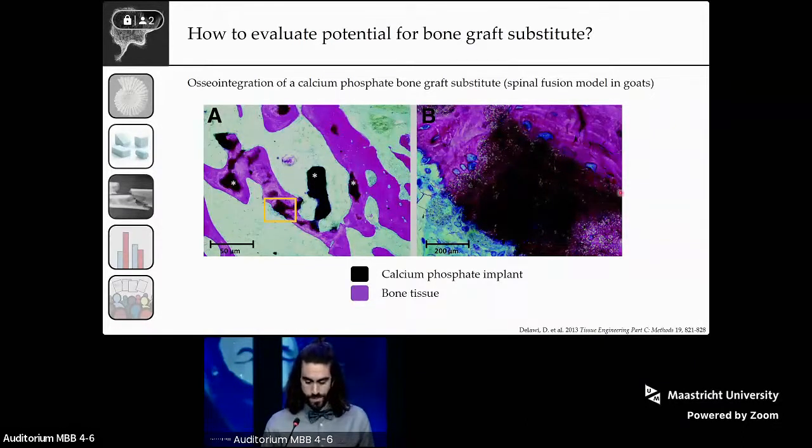And you can see that there's nothing in between. There's no fibrous capsule formation. We call this osteointegration, or a good example of osteointegration, and it is absolutely necessary for this implant to be gradually replaced by the bone tissue so that this gap is eventually fully healed.